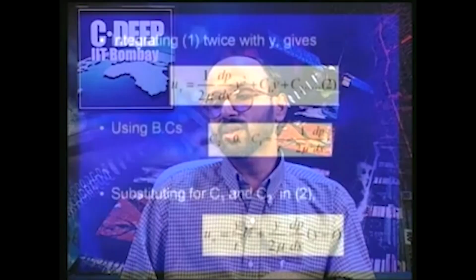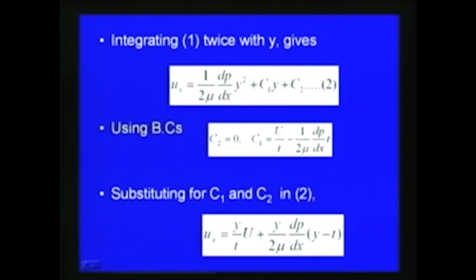So, shear stress tau is equal to mu into du by dy. From which we can just take a derivative of the velocity, and then we can multiply it by mu, the dynamic coefficient of viscosity, so that we can get the shear stress.